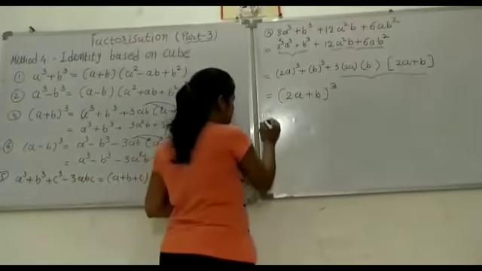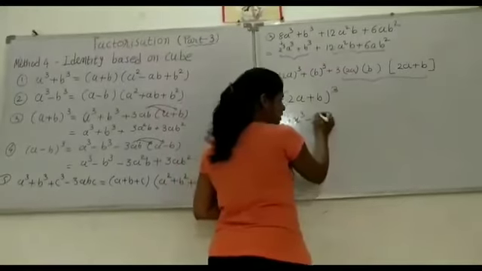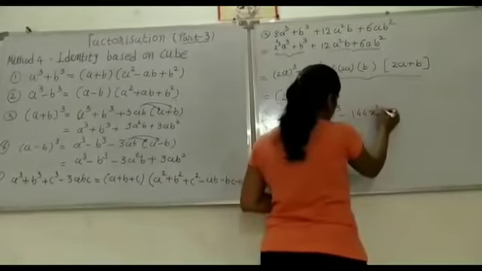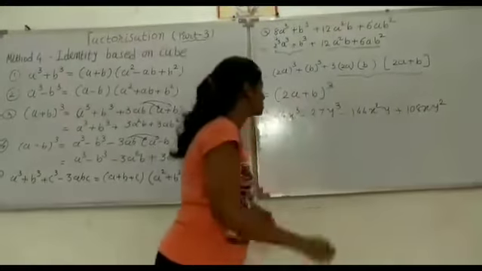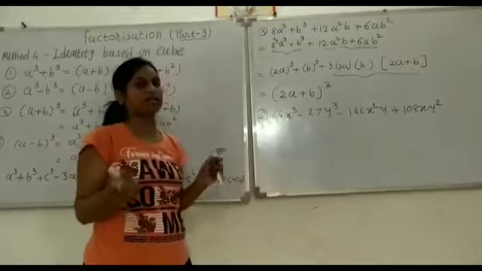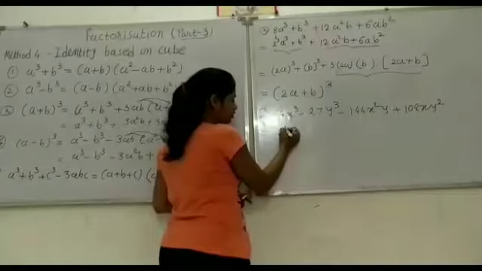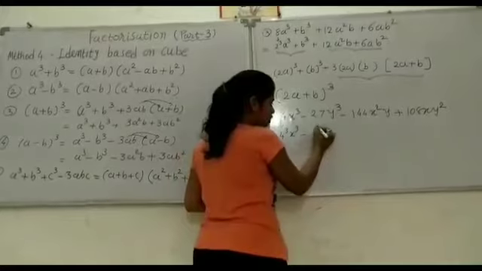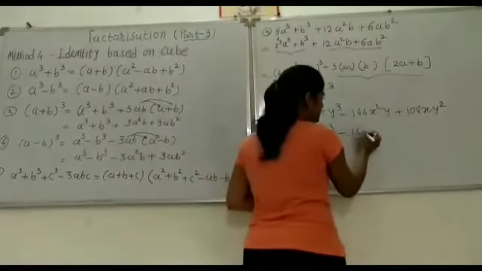Now fourth. Suppose we have 64x cube minus 27y cube minus 144x square y plus 108xy square. Now this is cube and in between minus. So here you should adjust its identity a minus b whole cube. So 64 is a cube of 4, so 4 cube, this is x cube. 27 is a cube of 3, so 3 cube y cube. You should write this step as it is.